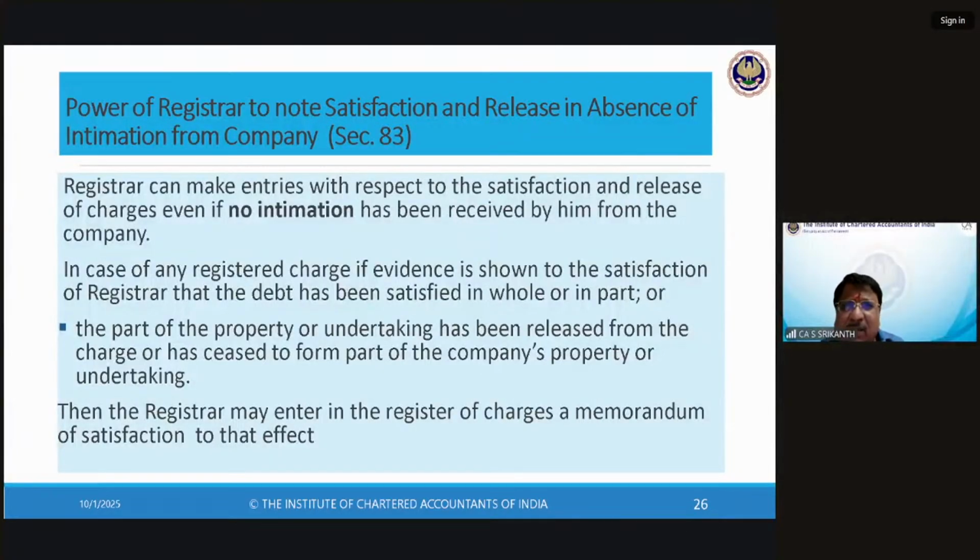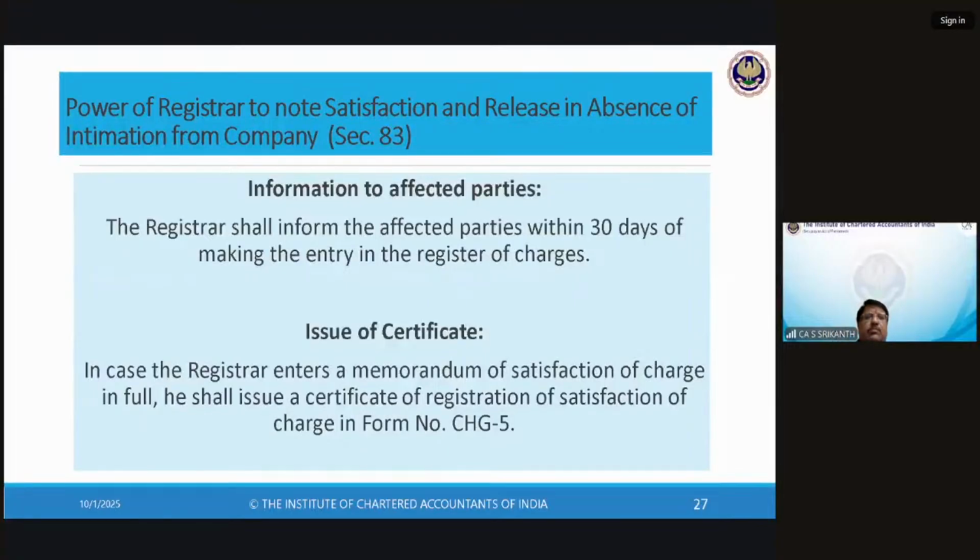Possibly, see, these are all examples where we can do it. You can do it for a client and charge a fee for this activity. Okay. So then he will issue a certificate in form number CHG5. So we have seen forms 1, 2, 3, 4, 5 and 9.